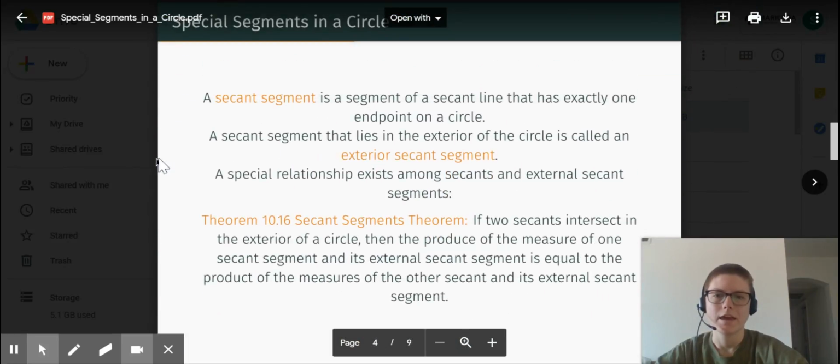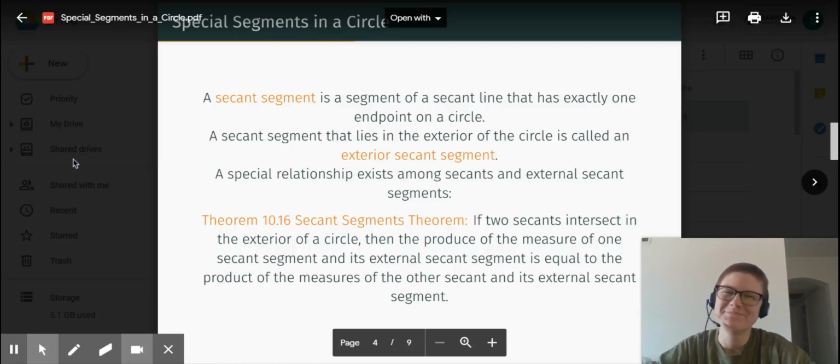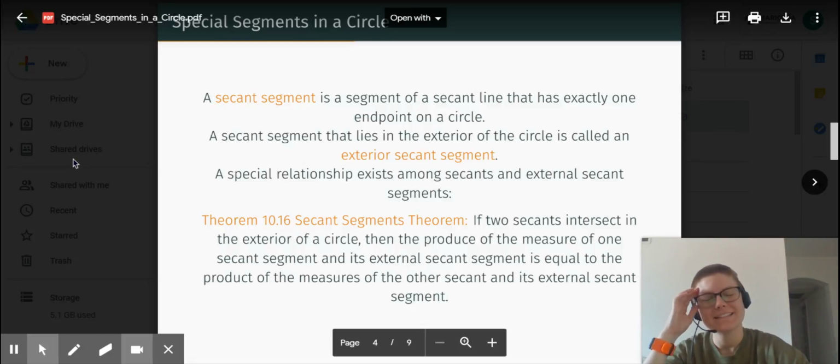Okay. A secant segment is a segment of a secant line that has exactly one endpoint on the circle. A secant segment that lies in the exterior of the circle is called an exterior secant segment.